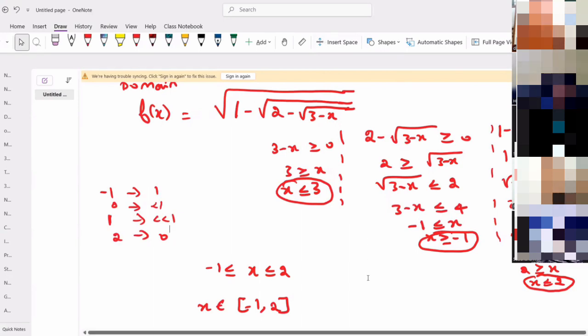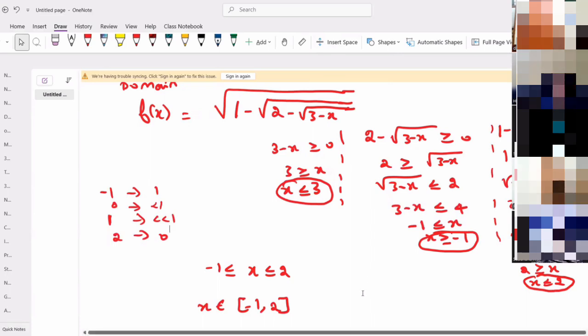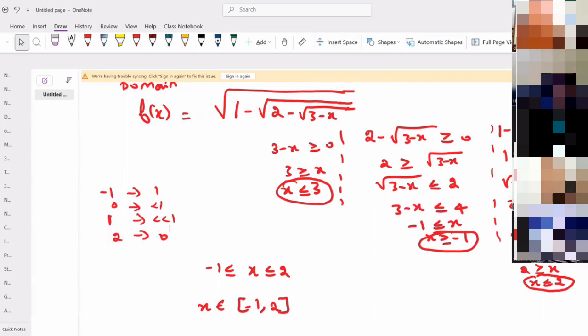We also say that because f of x becomes 0 only when root of 2 minus root of 3 minus x becomes 1. It has only one solution, so it's continuous. Yes, of course, this has to be continuous in the domain. We have no doubt about whether it's continuous or not. Continuously increasing or decreasing, yes, correct.